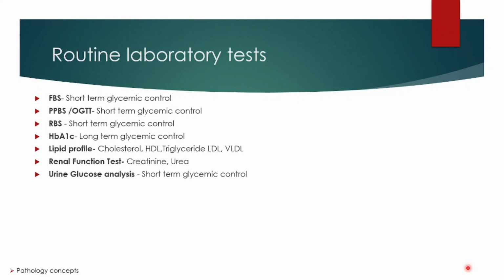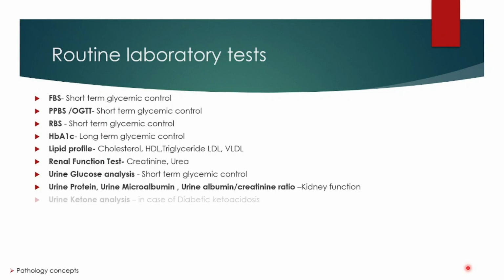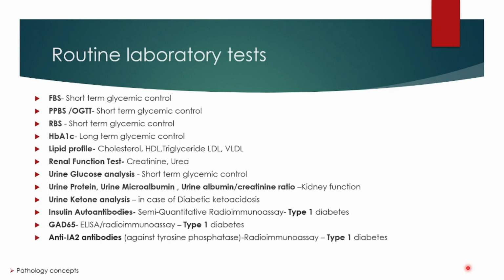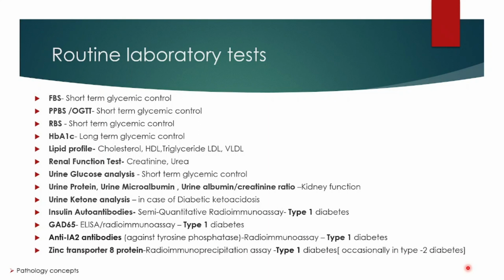Urine glucose analysis also suggests short-term glycemic control. Urine protein, urine microalbumin, and urine albumin creatinine ratio suggest kidney function. Urine ketone analysis is elevated in cases of diabetic ketoacidosis. Insulin autoantibodies, GAD65, anti-IA2 antibodies, and zinc transporter 8 protein are all important to diagnose type 1 diabetes.